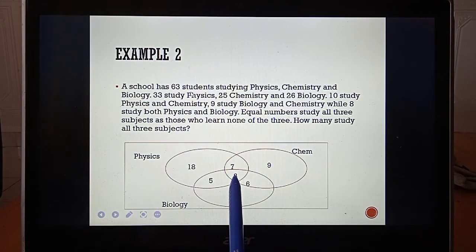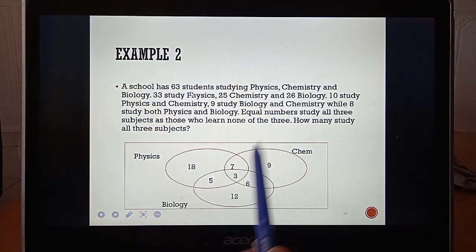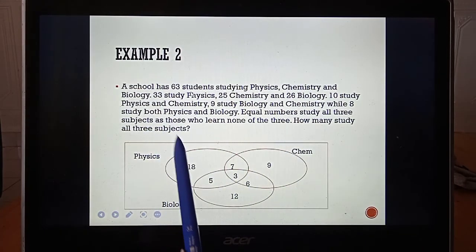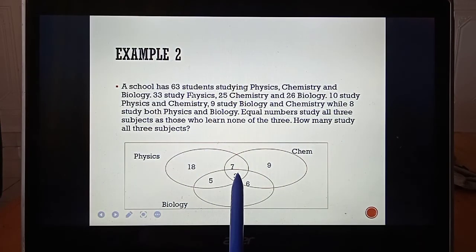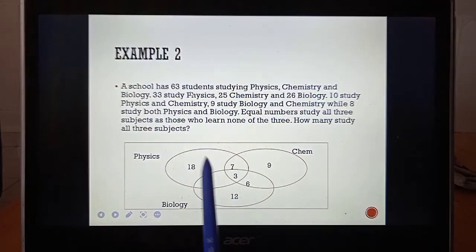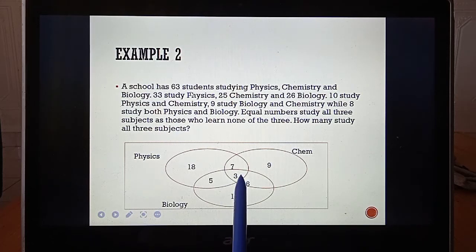Okay, so 3 akan study semua subjek ni. So how many study all 3 subjects? Maknanya answer is 3. Okay, sebab dia ada dalam ketiga-tiga subjek tersebut.